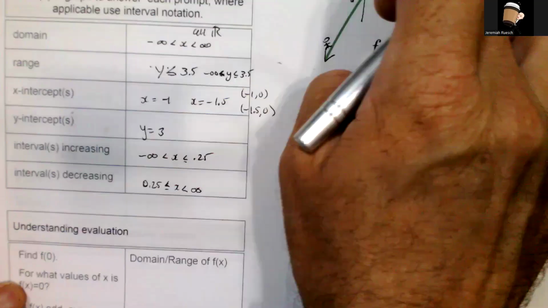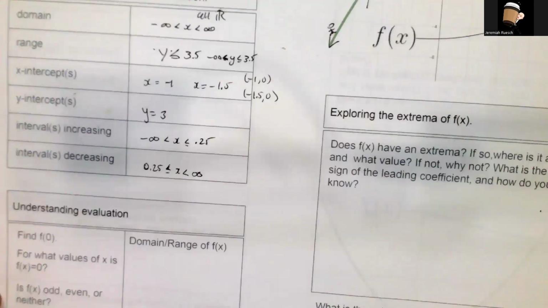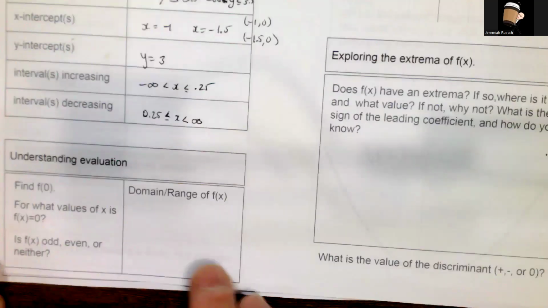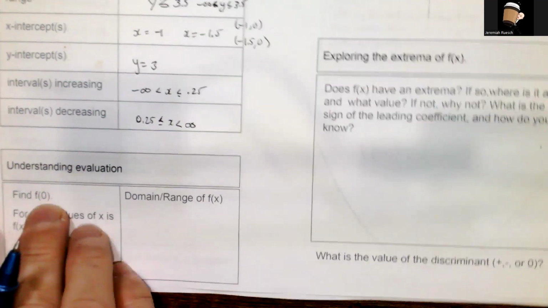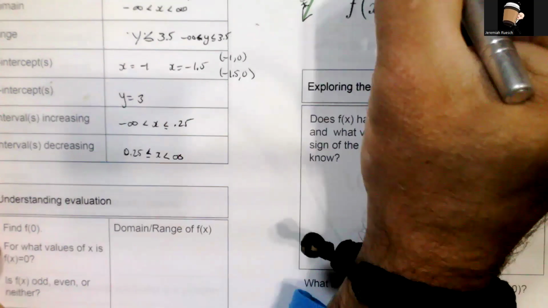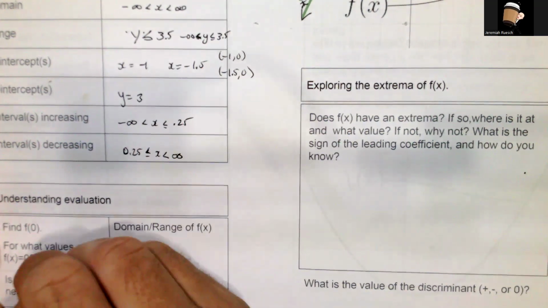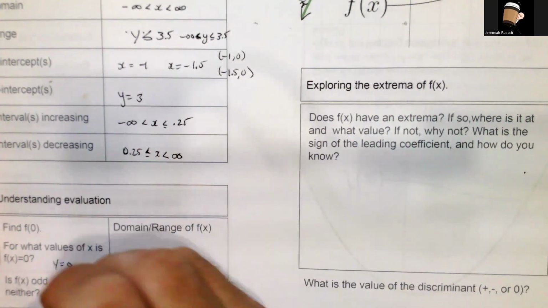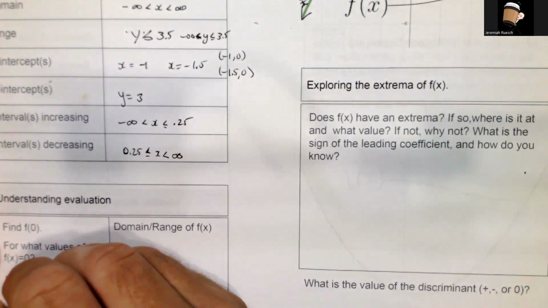So where are you climbing up? Where do you stop? And then where do you climb back down? So that would be the intervals of increasing and decreasing. All right. Understanding the evaluation. So find f of 0. So f of 0, if we plug that in, that would be exactly the y-intercept. And so we already found that. So this would be y equals, sorry, not y equals 0, y equals 3. That is when x is equal to 0.